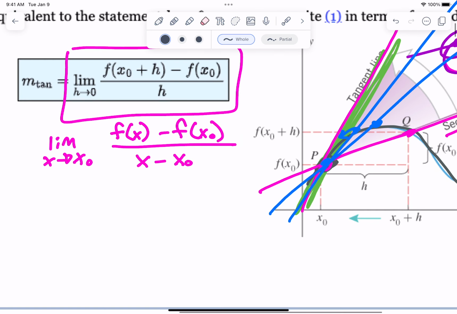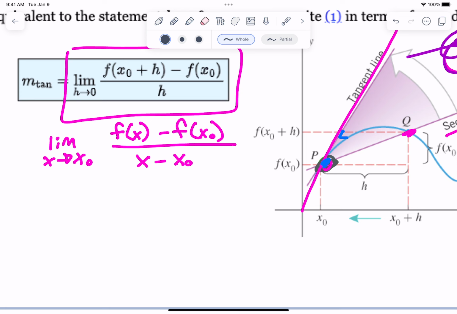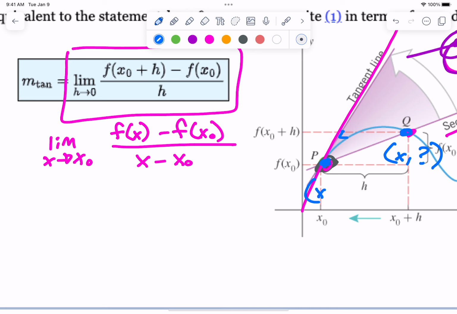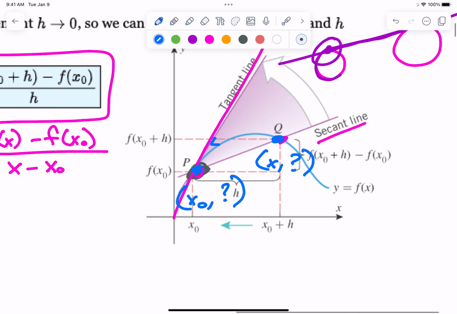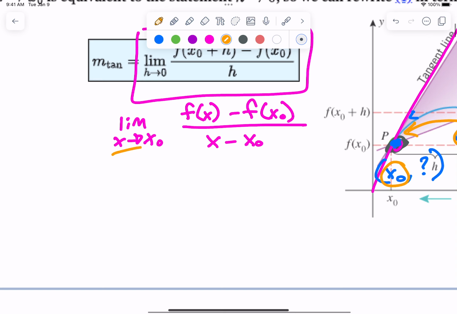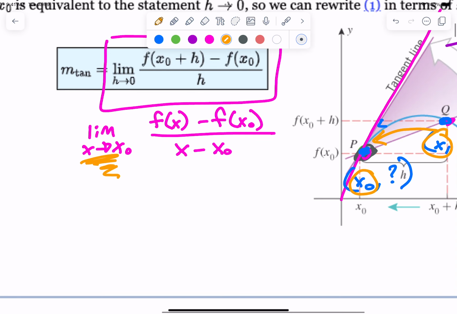We have our function, and we want our x value, which is any of these dots. This coordinate point right here is x comma something, whatever the y coordinate is. This dot right here is x naught comma something. This is saying as x gets closer and closer to whatever this x naught is, as we get closer and closer to the left, that's what the limit is saying. This is how we find the slope. Make sense? And this is another name for finding the derivative.